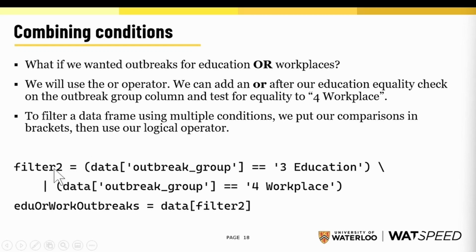So for instance, our new filter condition is our first filter condition in brackets. So we're asking where data of outbreak group, the outbreak group column, is equal to education, or our outbreak group is equal to workplace. What's this backslash character? This is to say to Python, this second line is a continuation of the first line. And then finally, we create a variable education or work outbreaks, and we filter this data frame by our filter condition. Let's give this a try.